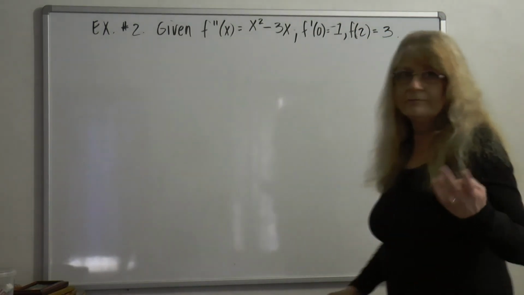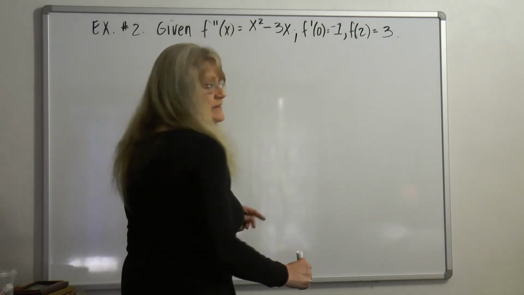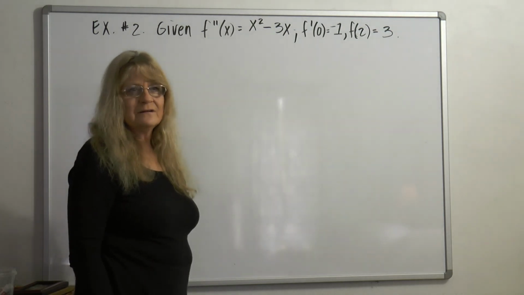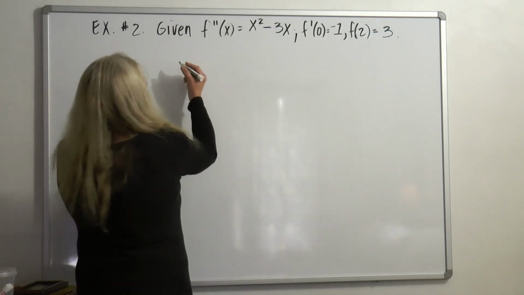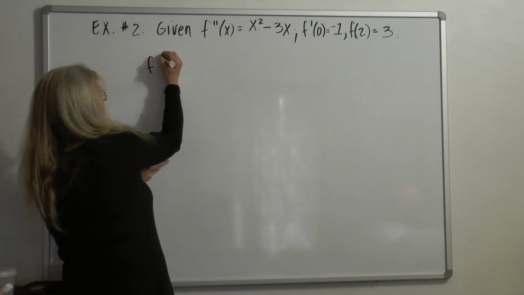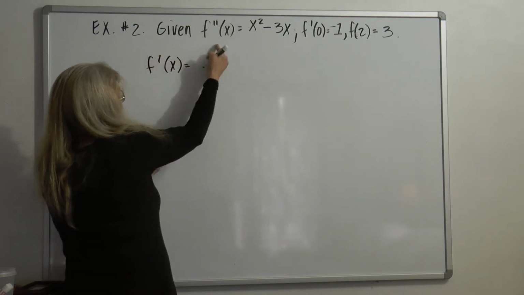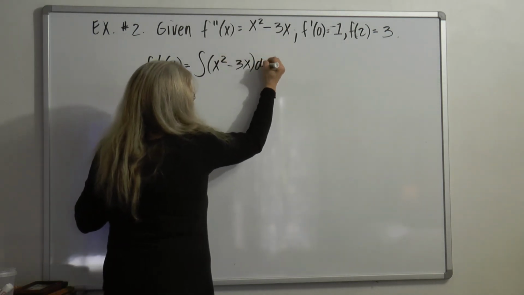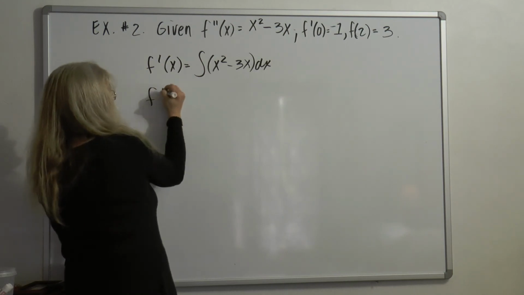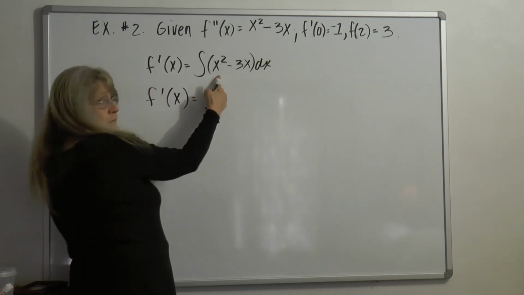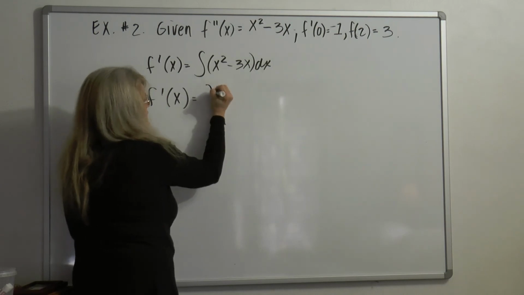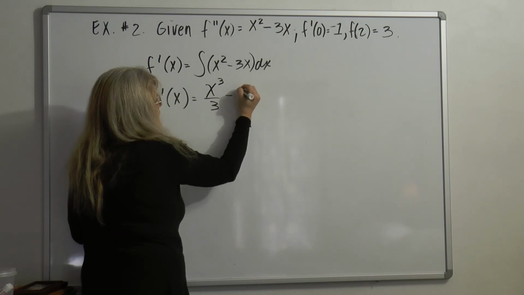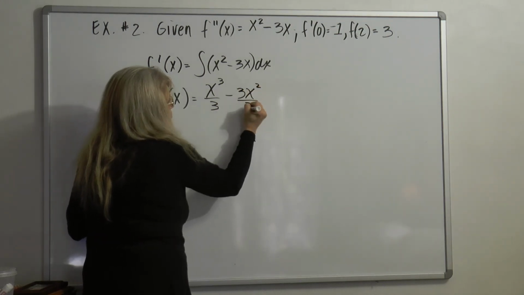Okay, so these, like anything with math, once you do a couple of them, they're really easy. The only difference between this problem and a more complicated one is there's more fractions. You have a calculator. So, okay, our first thing is to find f prime of x by integrating f double prime. So the integral of x squared gives us x to the third over 3. And the integral of negative 3x is negative 3x squared over 2 plus c.